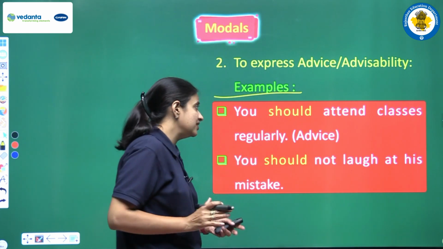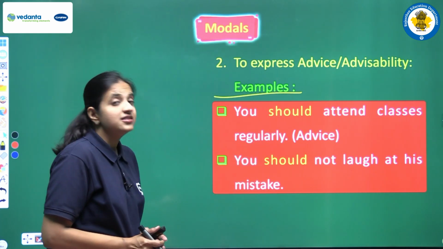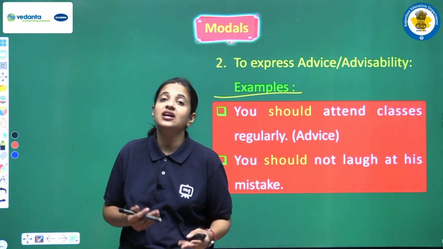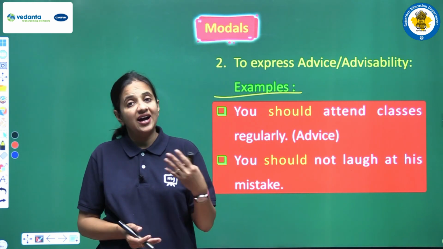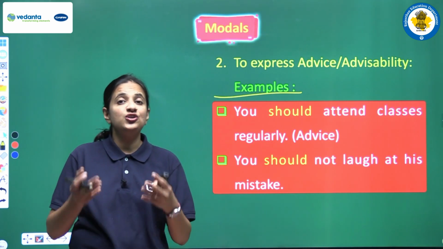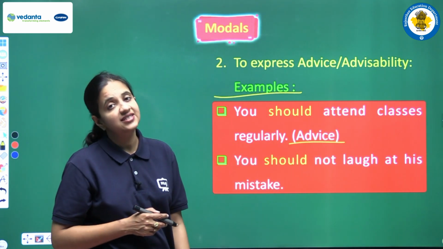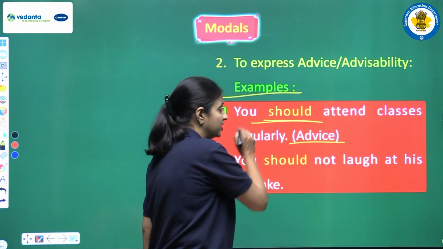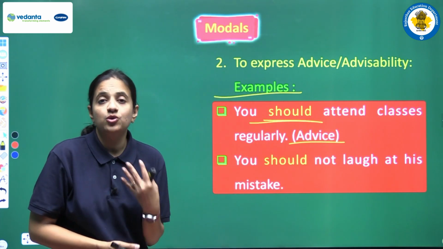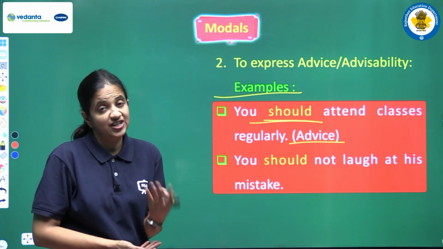The first example is: You should attend classes regularly. So here we are giving our advice to someone. We are giving advice and we are saying that you should. Okay, so here we have a feeling of advice, and this is the reason we are using should here. So we are giving some kind of advice, some kind of suggestion, we can say.